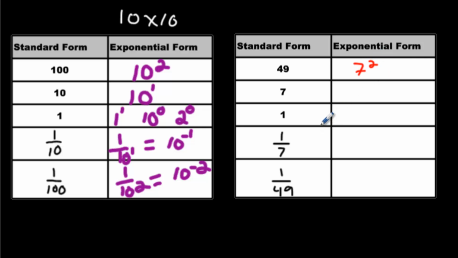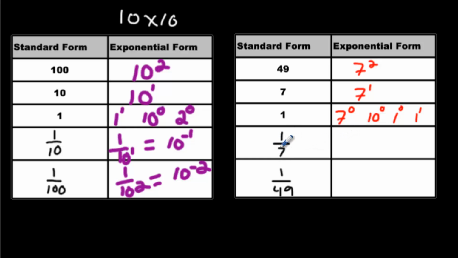7 to the power of 2 is 49. 7 as a standard form, transformed into exponential form, will just be 7 to the 1. That is 7. How do you make 1? Remember, anything to the power of 0 is going to be 1. We can say 7 to the 0 is 1. We can say 10 to the 0 is 1. We can even say 1 to the 0 is 1, or just even 1 to the 1 is 1, right? 1 on its own is just 1.